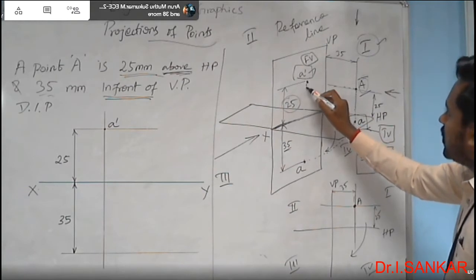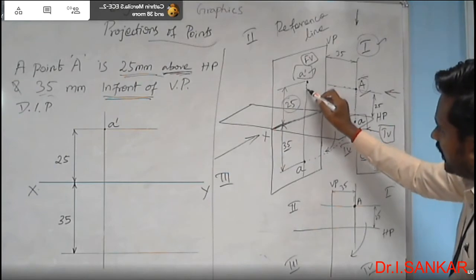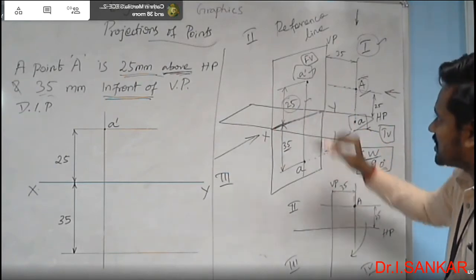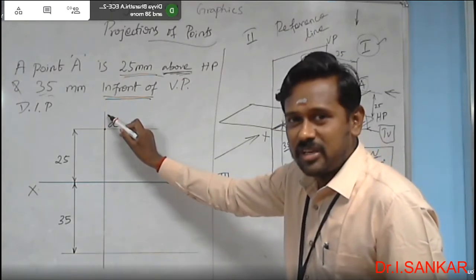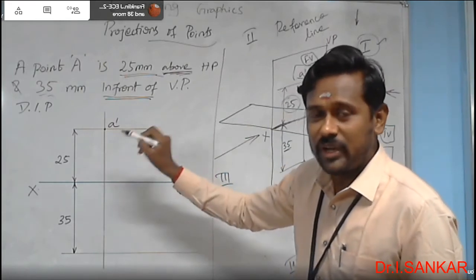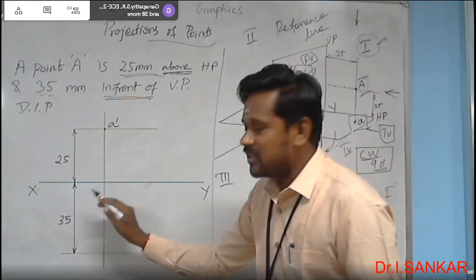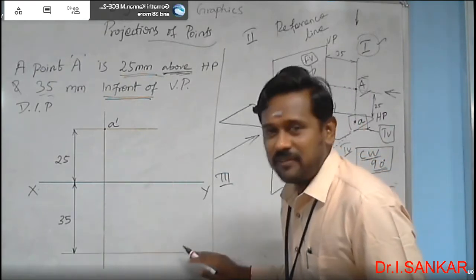If you see one thing, A will fall in the line of A dash. That's why this line is called the projector line. Here we already drew the projector line from A dash, which will help you to locate the top view in the future. Now we identified the top view of the point is below xy 35 mm.